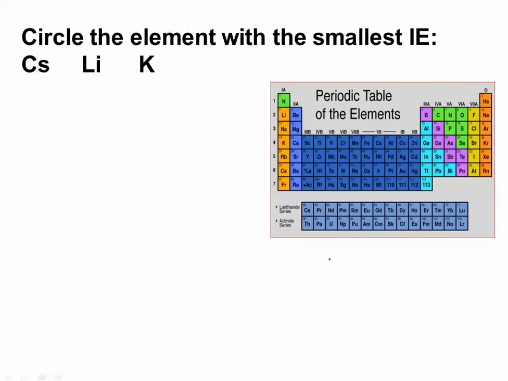Oops, I gave you the answer there. Hope you didn't look. So we're looking for the one with the smallest ionization energy. Once again, as we go across, it increases. As we go down a group, it decreases. And you really have to have these trend directions memorized so you can do this. This time, we're looking at cesium, lithium, and potassium. These are all in the same group.